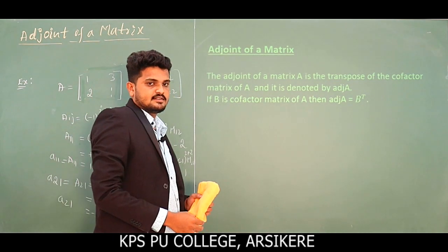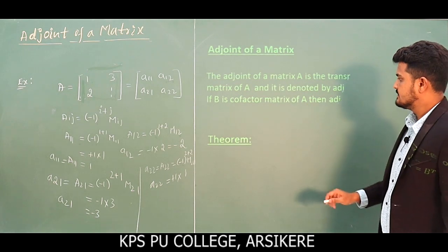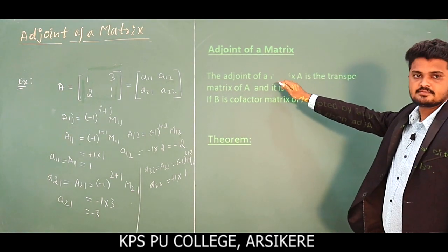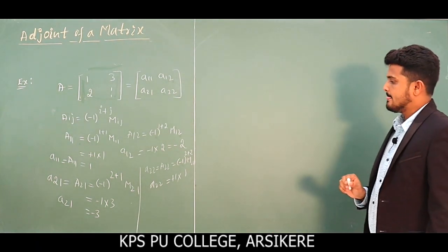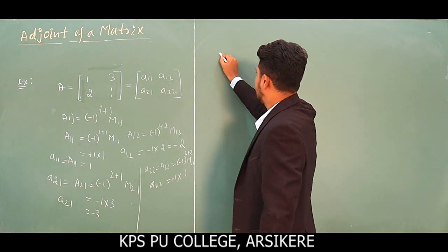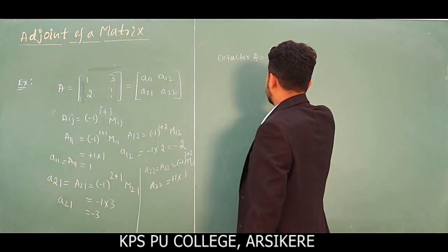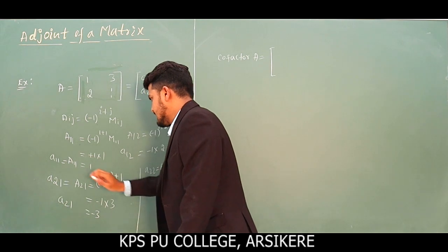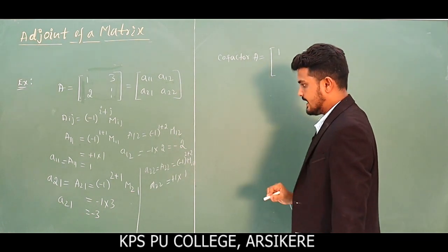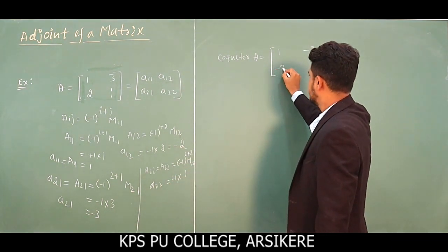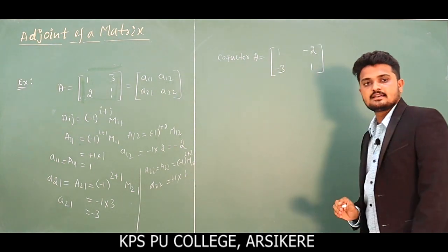So the given matrix will become, we have to find the cofactor. The cofactor of matrix A is equal to: the first one we got is 1, next is -2, next is -3, next is plus 1. This is nothing but the cofactor.